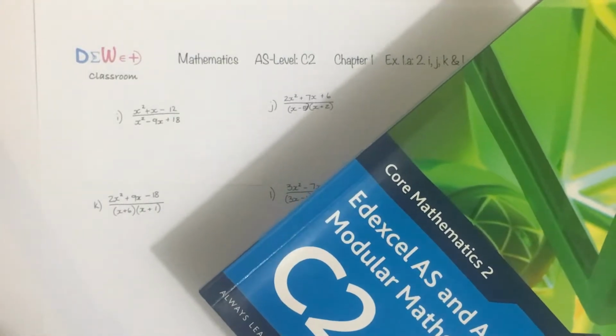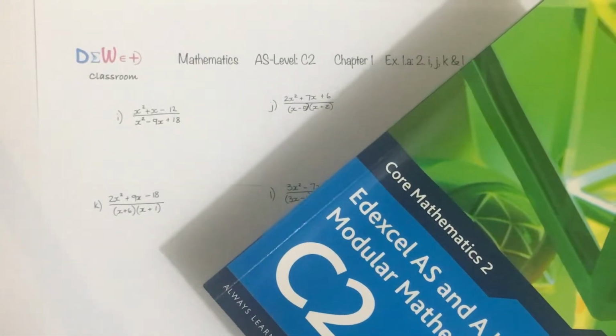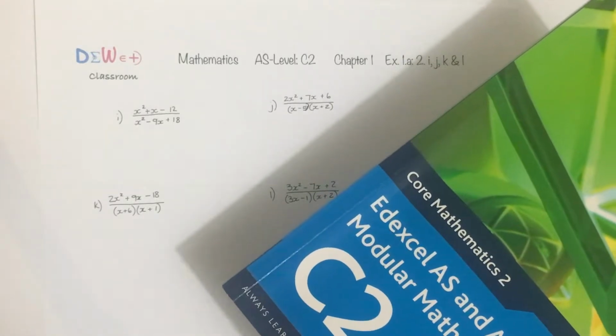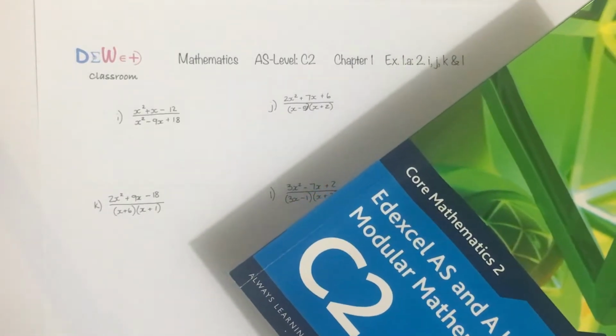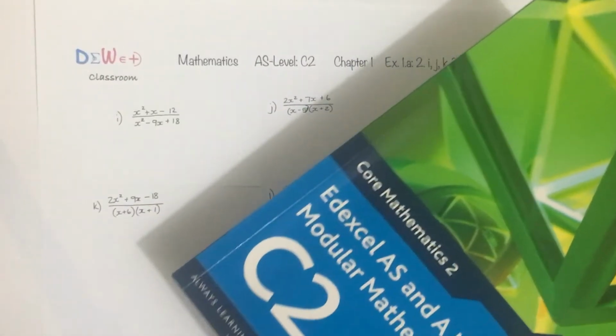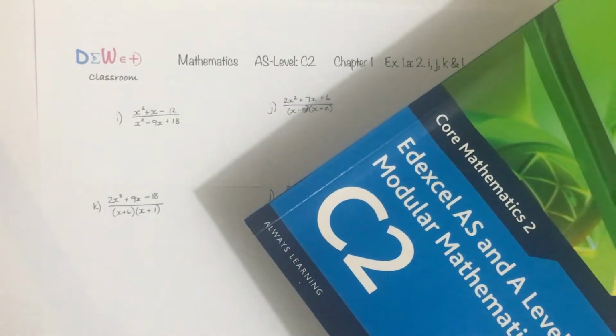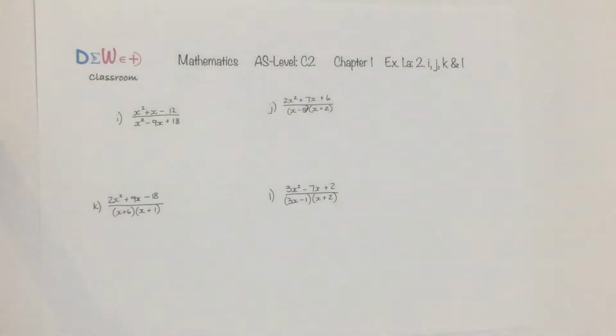Hi guys, in this video I'll be doing exercise 1A number 2 from chapter 1 in the Pearson A-level C2 textbook. Right, it's all got to do with factorization and simplifying fractions.